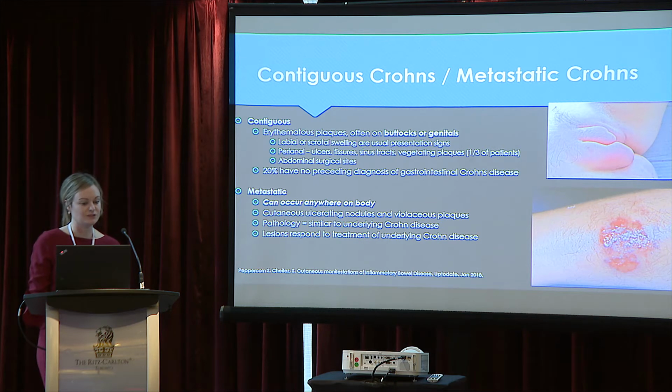So it can be labial or scrotal, but also perianal is quite common. And even attached to an abdominal surgical site can be a contiguous Crohn's. And then metastatic Crohn's, that's the more common picture, what's seen there on the bottom. It can occur anywhere on the body. And if you were to biopsy it, under the microscope, it would look exactly the same as Crohn's from the gut. And these lesions typically respond to treating the underlying Crohn's disease.